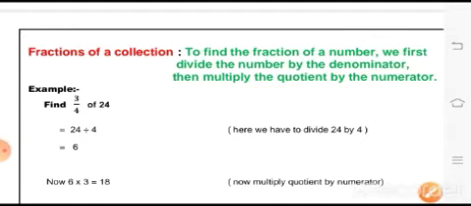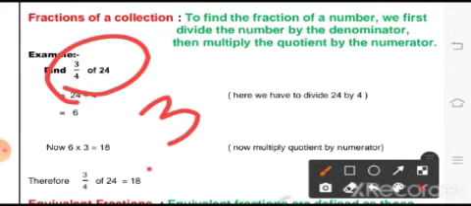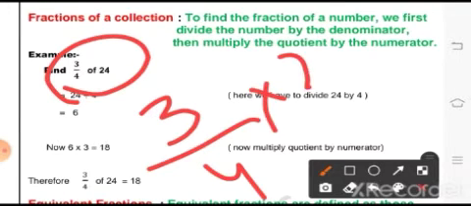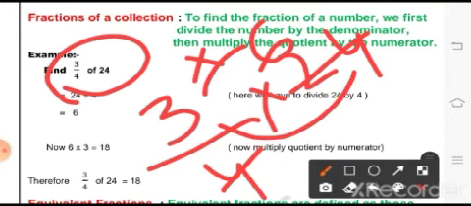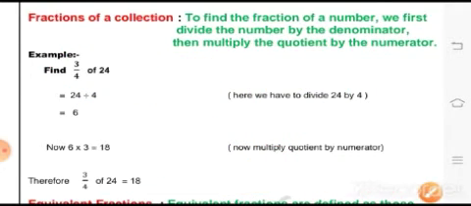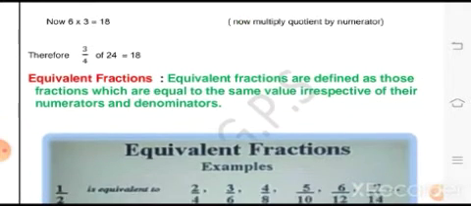Here is an example. If we have to find 3 by 4th of 24, we write 3 by 4th of 24. We first divide 24 by 4 and then the quotient we get here is multiplied by the numerator. We do so because it makes our calculation easier. We can also first multiply them and then divide the product. The answer will be the same, but the calculation will be more time consuming as compared to the first method.